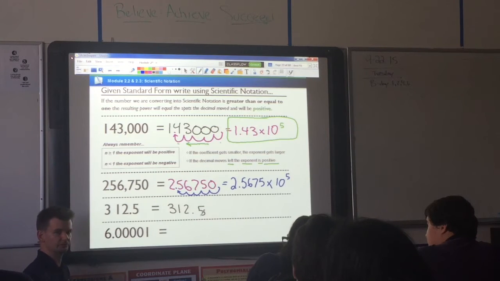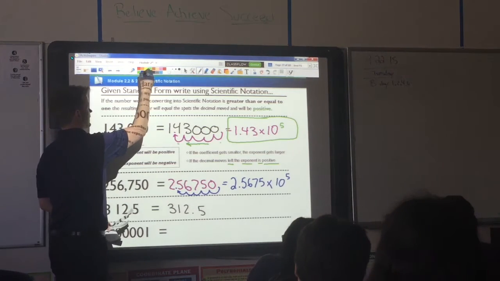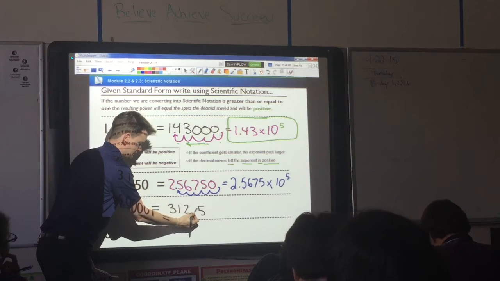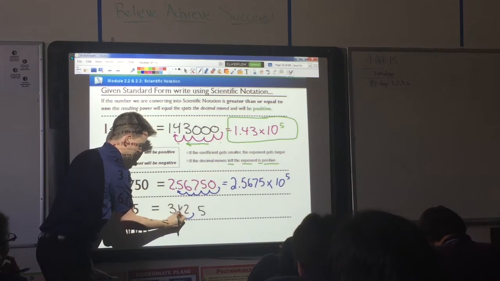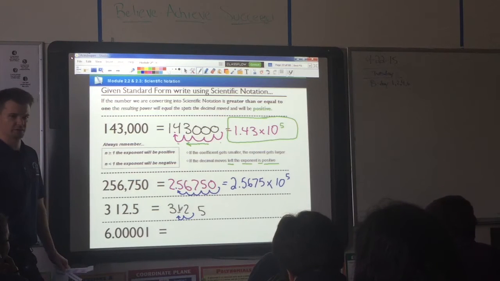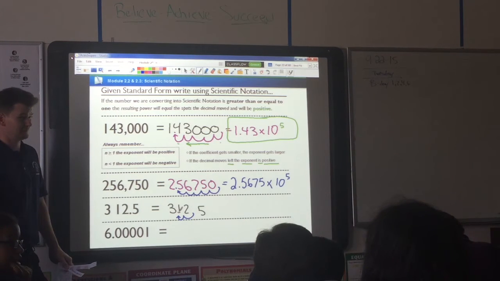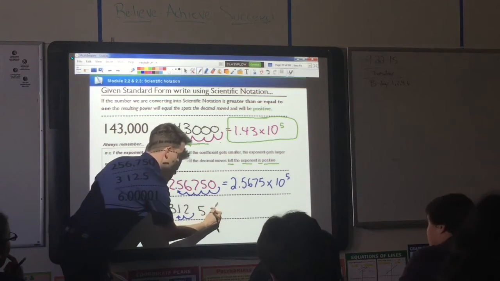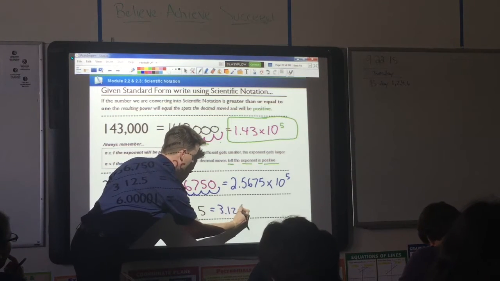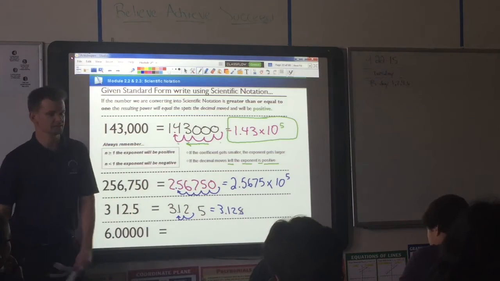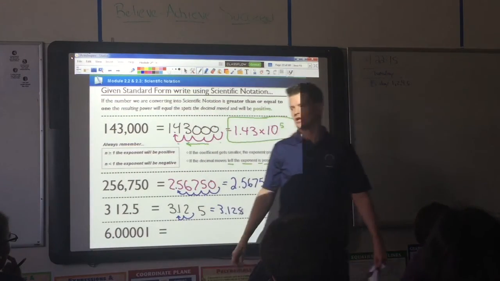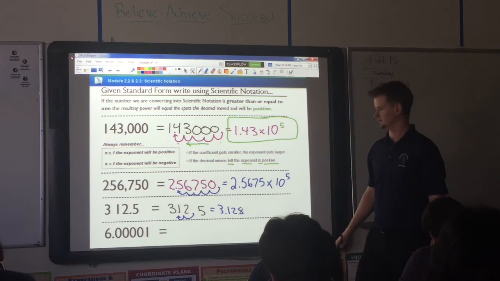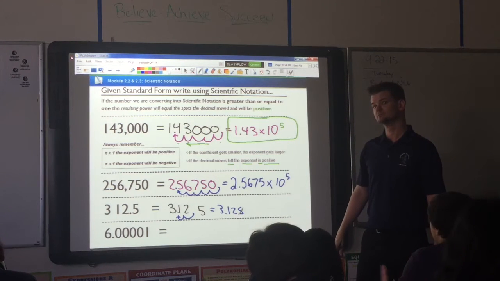Which way are you moving? To the left, okay? We're moving to the left. How many times? 2 times. Let's see. Uno y dos. We put it right there. It's more than 1, but it's less than 10. Is this more than 1? 3.125? Yeah, it's more than 1. It's less than 10. It's good. All right, what comes after the coefficient? The multiplier.